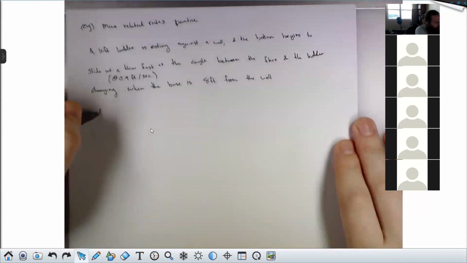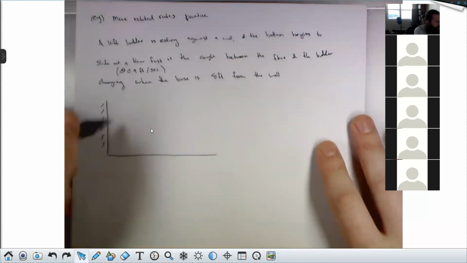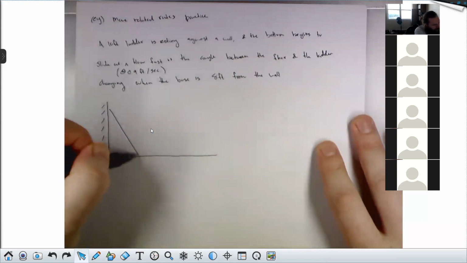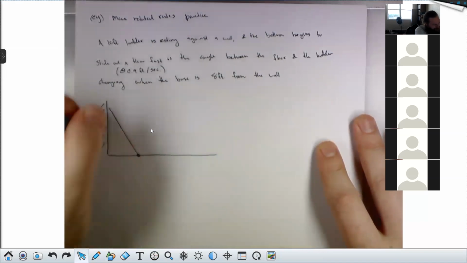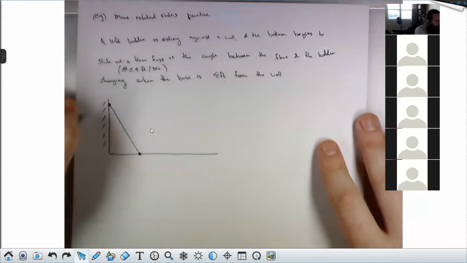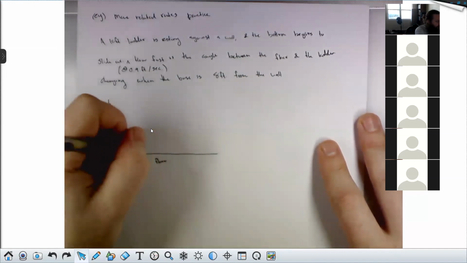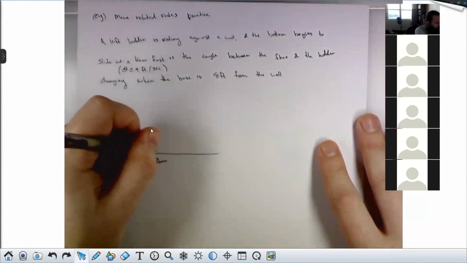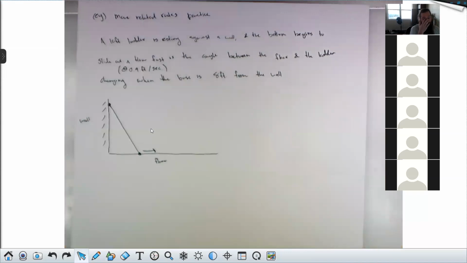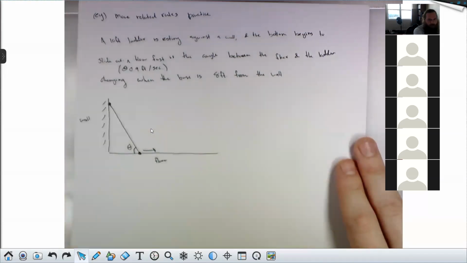The setup here is like this, right? Here's your wall. Here's the floor. And you've got a ladder. There's the base of the ladder. There's the top of the ladder. You know that the base of the ladder is starting to slide out like this. The thing they want us to find is how this angle is changing. So I should label this angle. I'll call it theta.